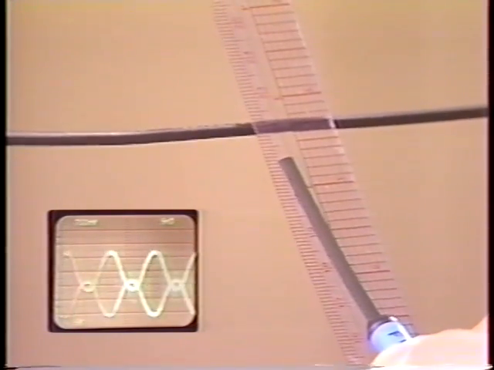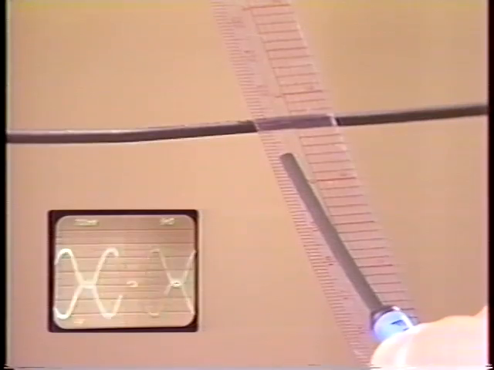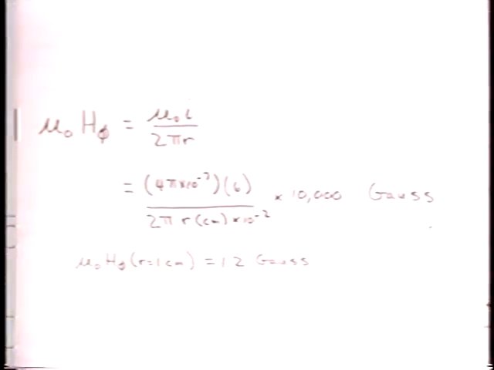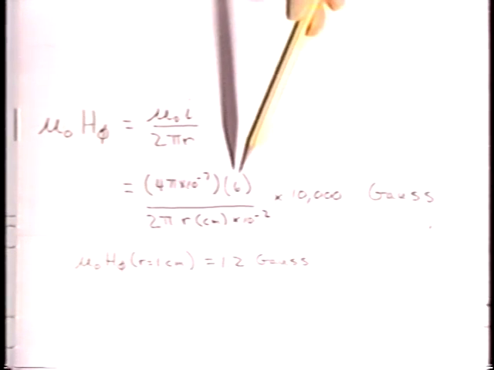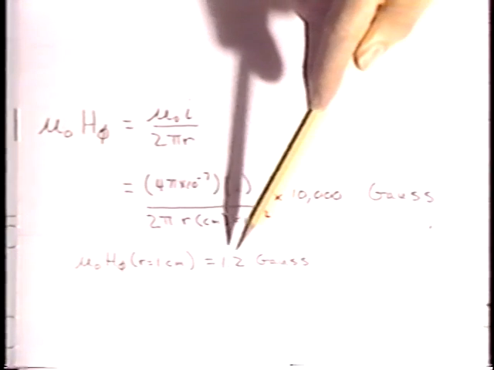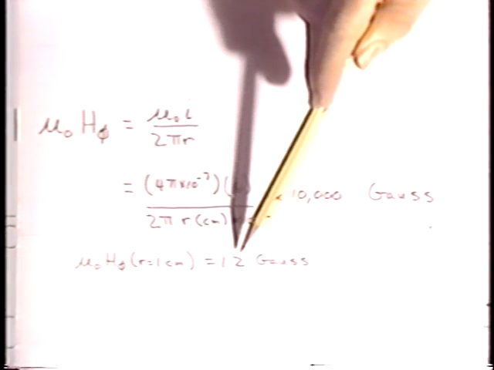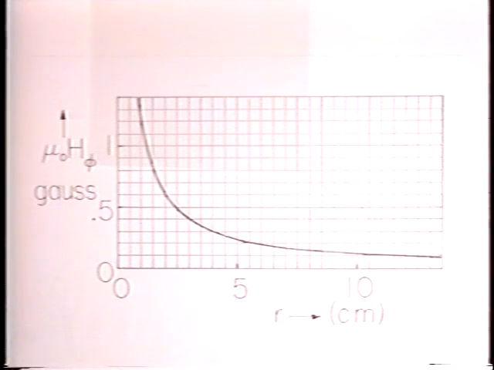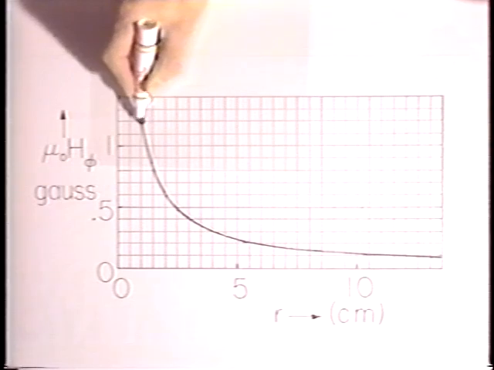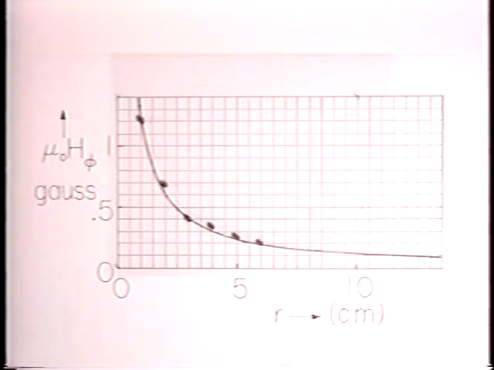With the probe at 1 centimeter, the measured flux density is 1.2 Gauss peak. I is 6 amps. r is 1 centimeter. So we calculate mu naught H phi to be 1.2 Gauss. Here is the data point on our plot. Here are some other measured values.